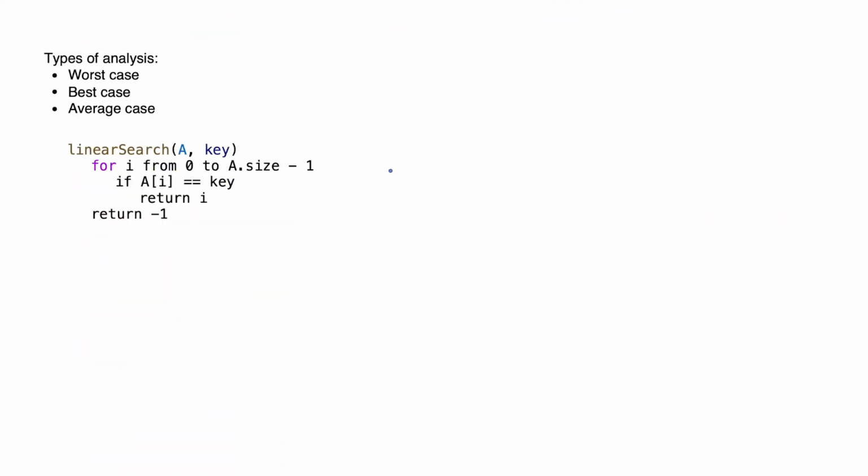There are three different types of algorithm analysis. The first one is the worst case analysis, the second one is the best case, and the third one is the average case. In order to get an idea about these kinds of analysis cases, I will take the example of linear search. In linear search, our aim is to find whether a given key or a given element is present in the array that we have. Suppose that I have an array here.